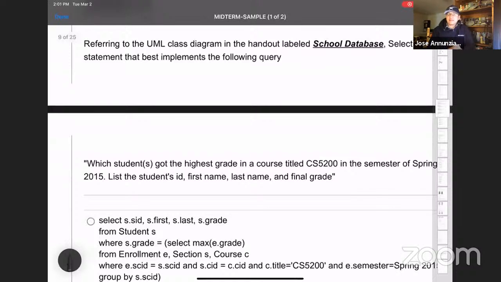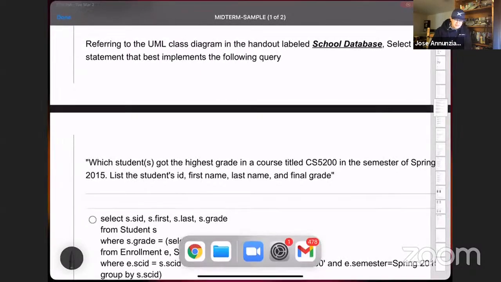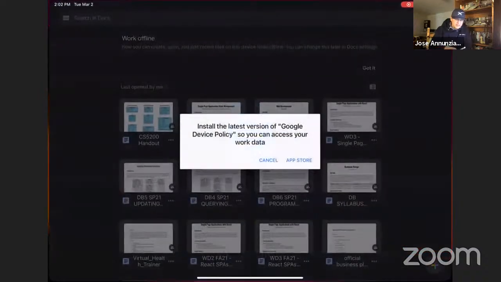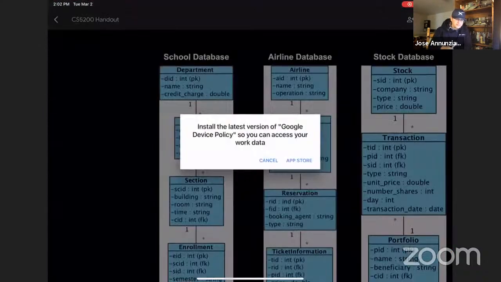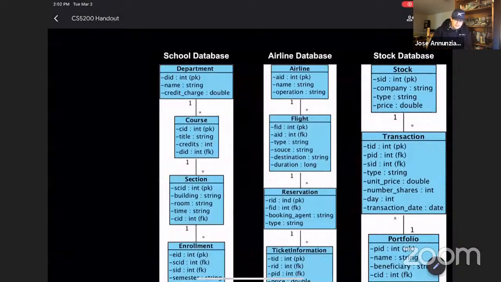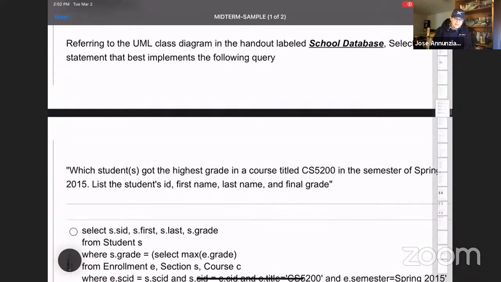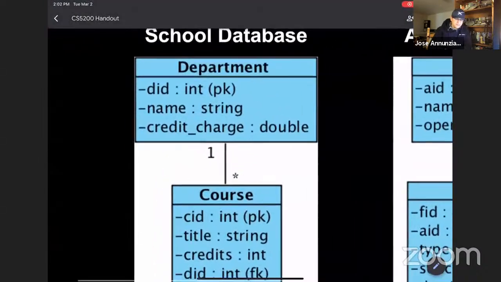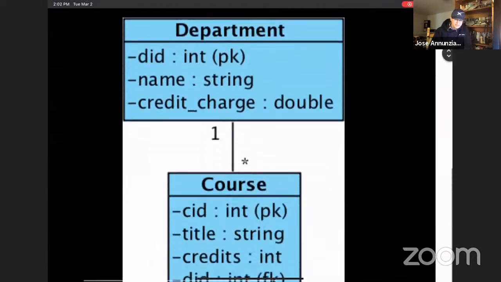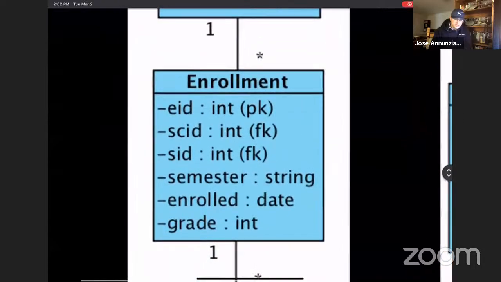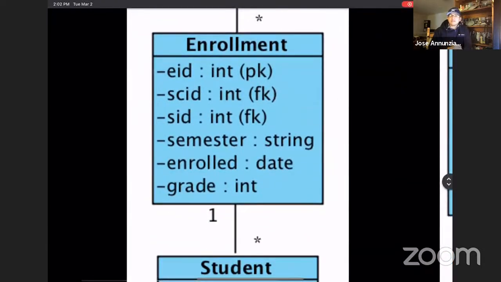This UML diagram, I sent it to you, and let me share that. Let me see where I have it. I believe it's right here. It's this one. Referring to the UML class diagram in the handout labeled school database, which is this one right here. So you have a department, a course, section, enrollment. I did mention that there was a typo here.